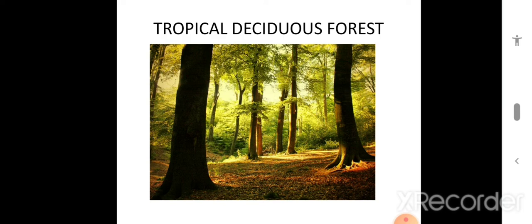These forests are found widely spread over India. In the rest of the world, we can see this forest in Asia, Mexican regions of Central America, Peru, Brazil and northern parts of Australia. And what are the important features of tropical deciduous forest?